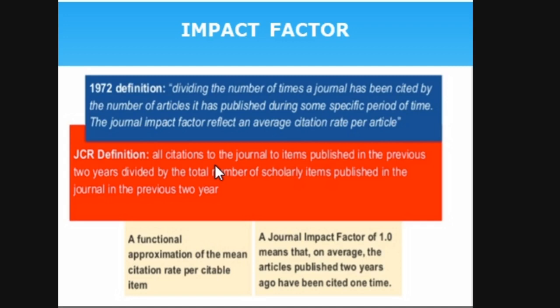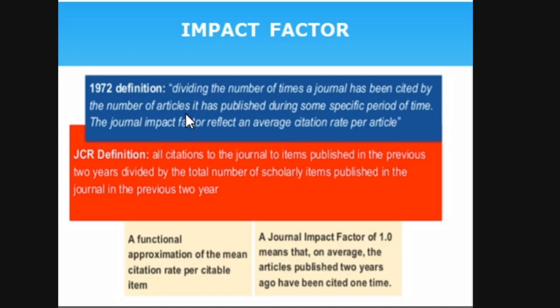According to the standard definition, all citations to the journal's items published in the previous 2 years divided by the total number of items published in the journal in the previous 2 years. That is, dividing the number of times a journal has been cited by the number of articles it has published during some specific period of time. You forget this definition. What you are doing is dividing the number of citations by the number of publications the journal has published. When you get a number, that is called impact factor. We will see this with a specific example.